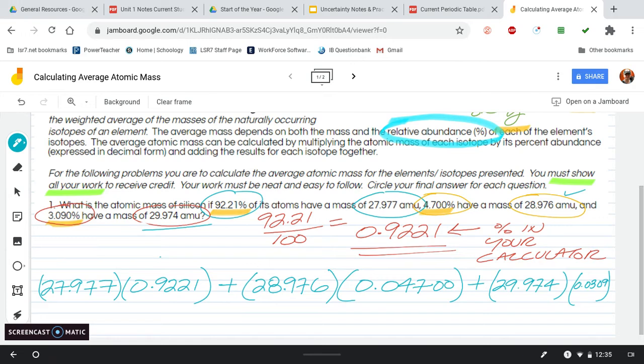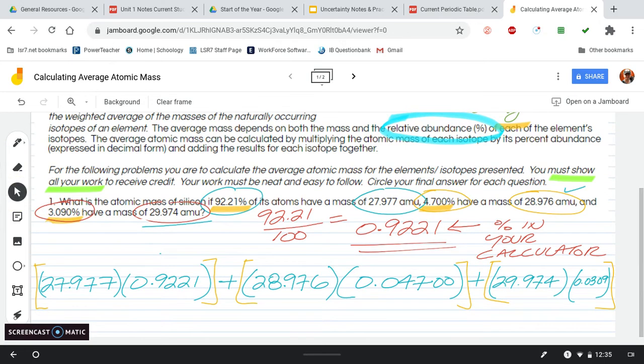So remember that we want to do this piece and then add it to that piece, and then add it to that piece. You want to make sure that multiplication happens before you dive in and have an answer. So let's plug this into our calculator. I'm going to do it right now.